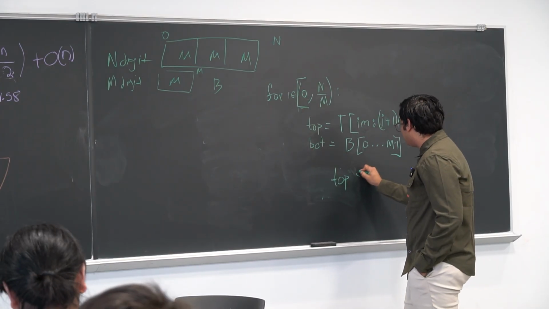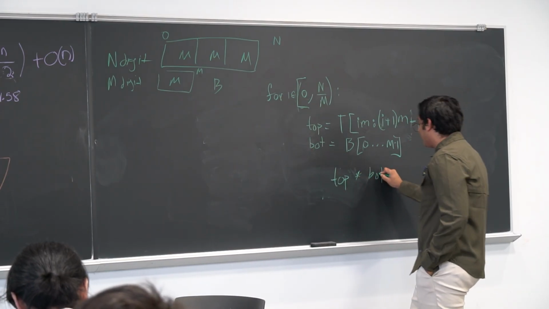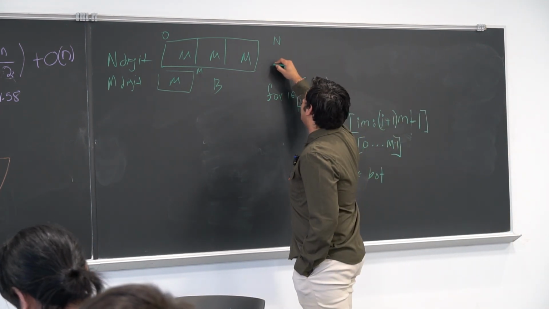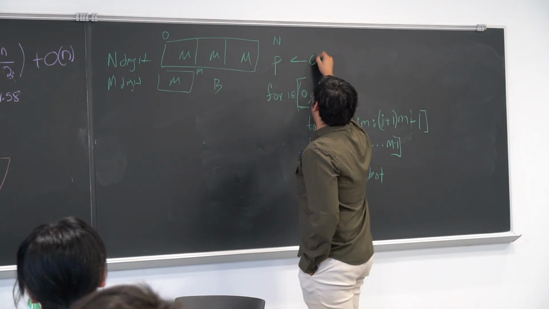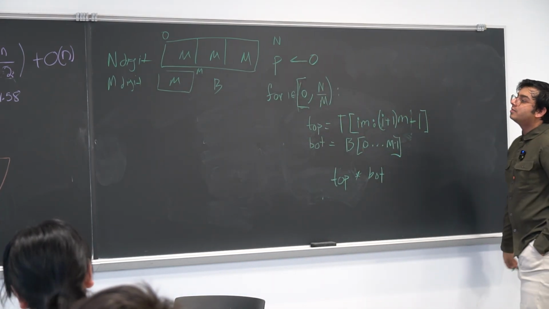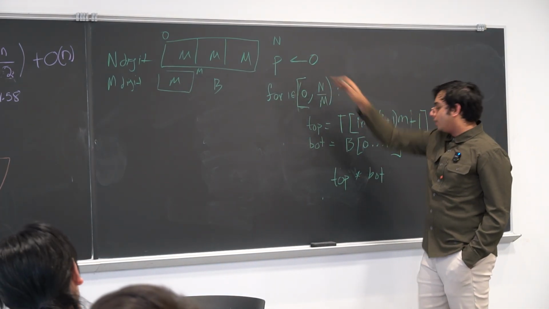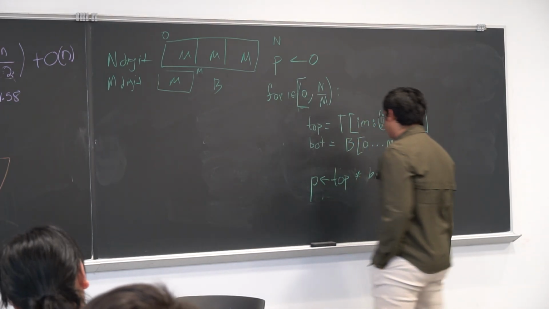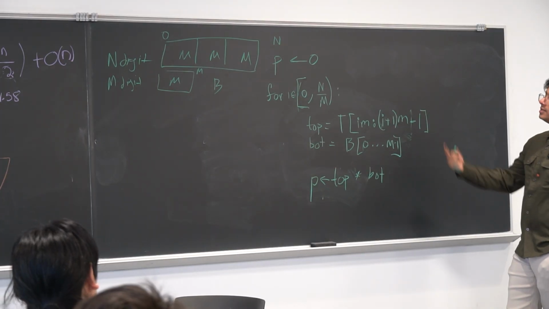So yeah, top times bottom. Okay. Oh wait, I didn't initialize a sum. So this is my P for my product. So I have some product stored here. In the first one, I can just take my product and add it to this. Okay, but what about in the second iteration?